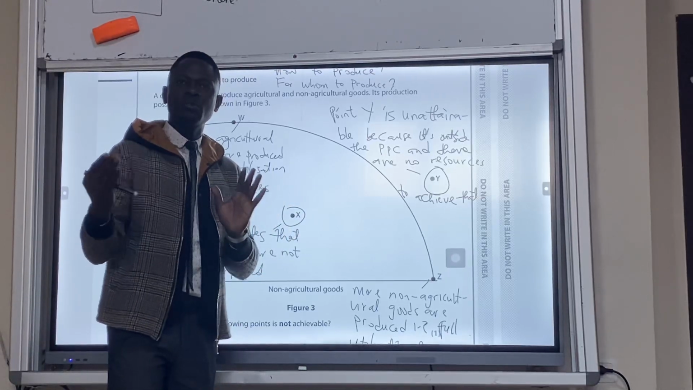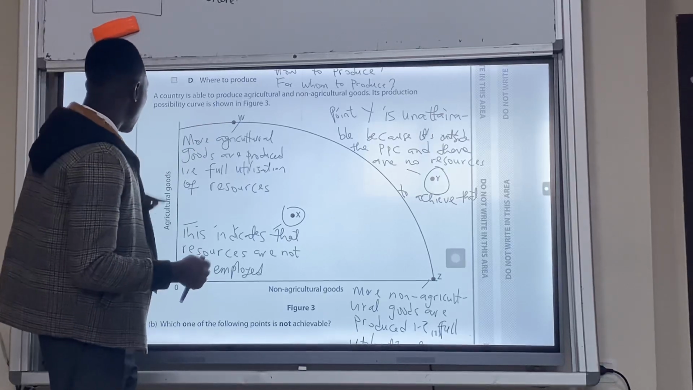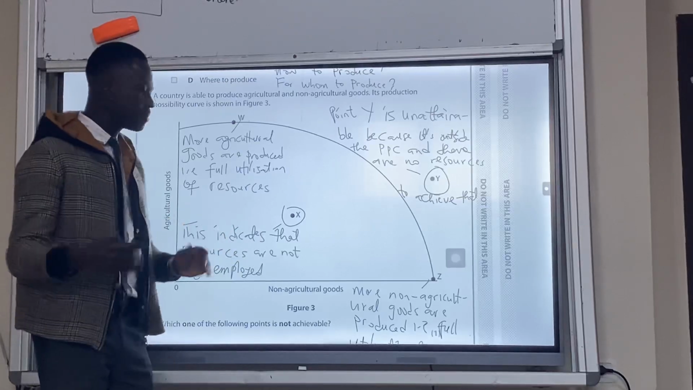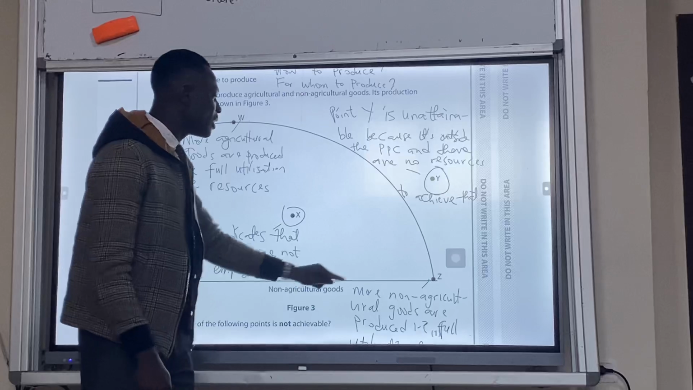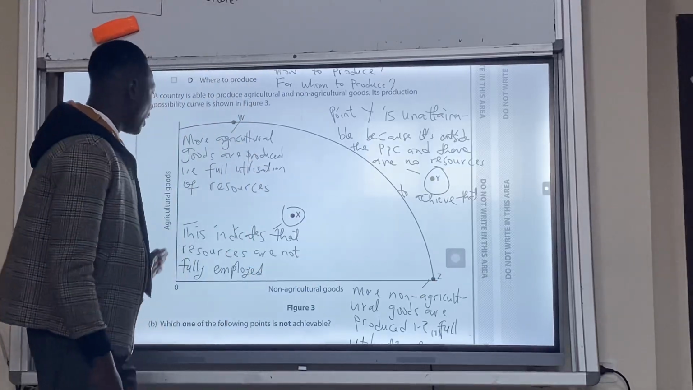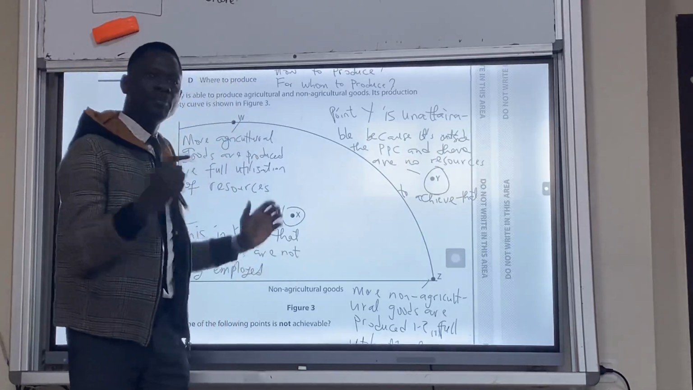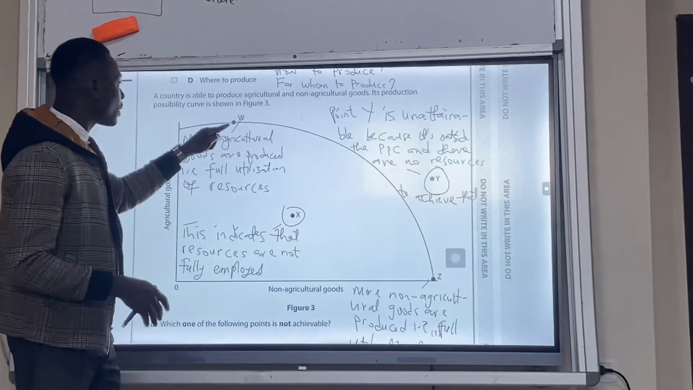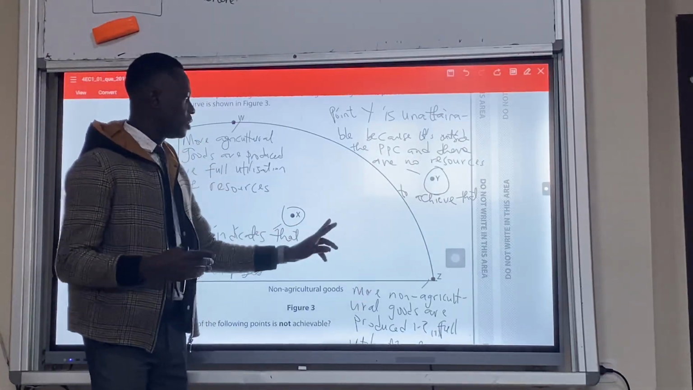I said resources are fully utilized because at point W, it means we can produce more agricultural goods than non-agricultural goods. It means we are still within the boundary. At point Z, it means we can produce more non-agricultural goods and none of the agricultural goods, which means we have put all of our resources in producing non-agricultural goods here. Here, it means we have put our resources in producing more of this, few of this. Do you get the point, please?